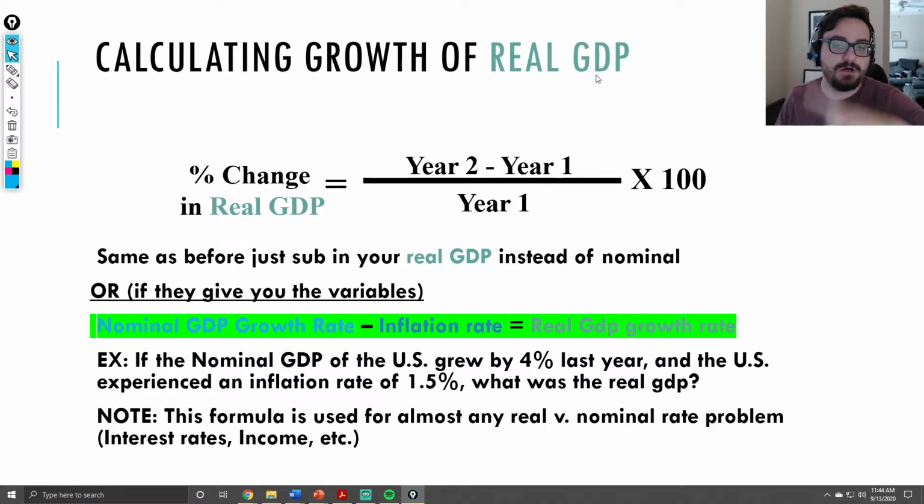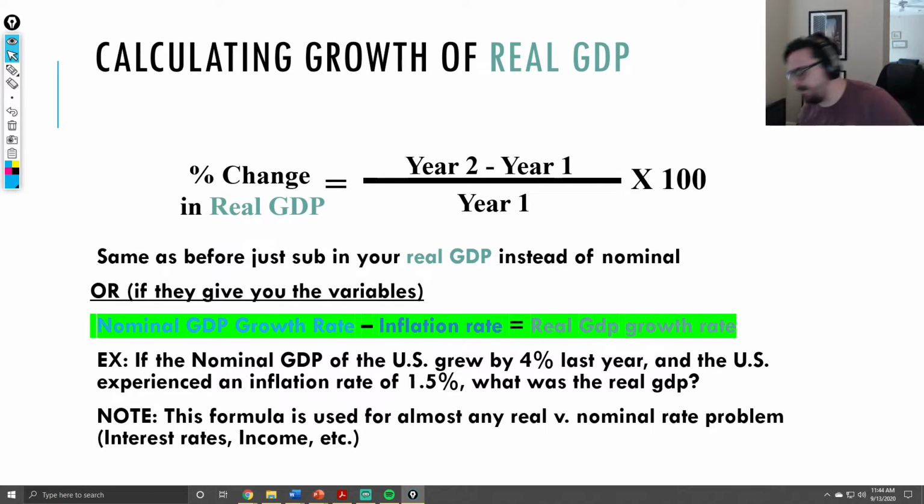The variables are nominal GDP growth rate and inflation rate. If they give you those two things, you can just do nominal GDP growth rate minus inflation rate, and that finds you the real GDP growth rate. Remember, real GDP corrects for inflation, takes inflation out of the equation. Cool, how do you take something out? Subtract it.